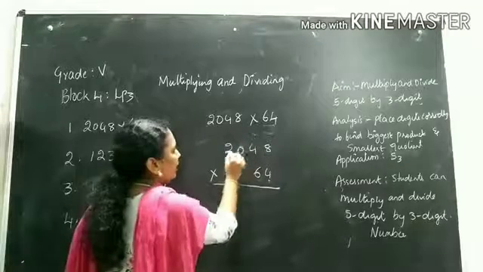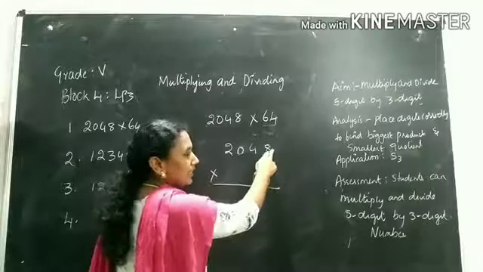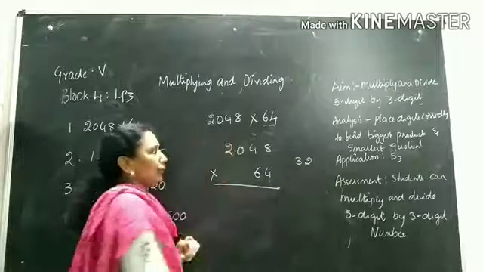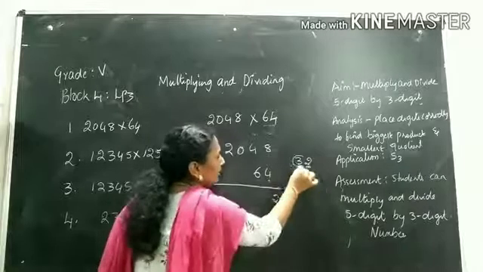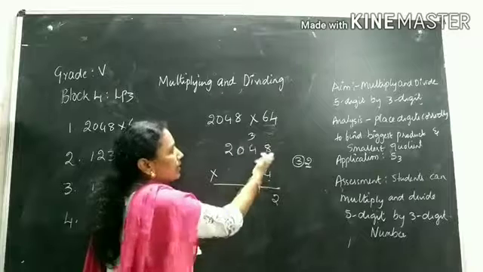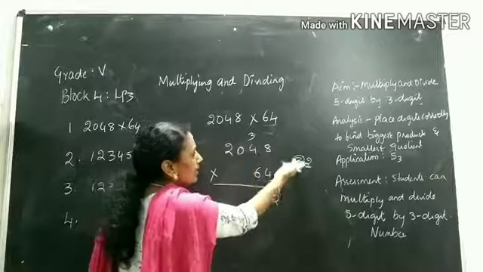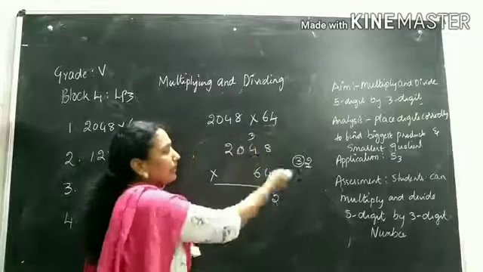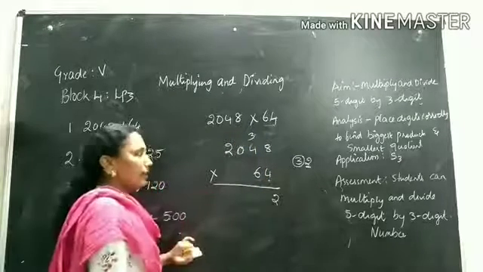Now we will see how to multiply with the number 4. 4 8s are 32. I take this 2 here and the 3 is carried forward on the top of the next. After ones I have tens. So this 3 is forwarded to the 4, and on the top of the 4 I am writing the number 3, because this is the tens place.